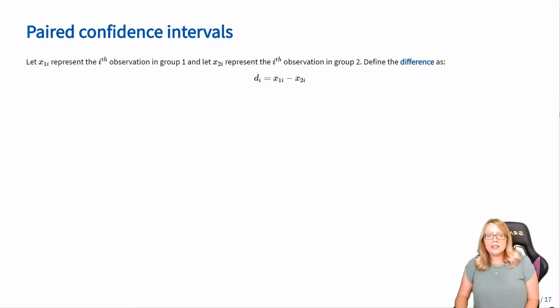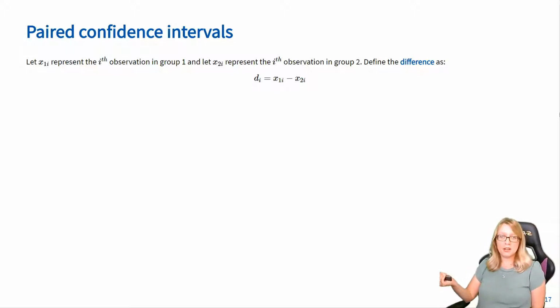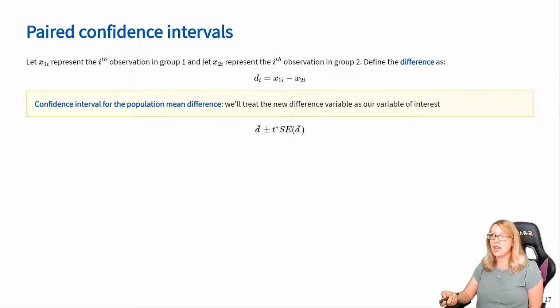Now, let's talk about some notation here. I'm going to let x sub 1i represent the ith observation in group 1, and x sub 2i represent the ith observation in group 2. So for each individual observation, I'm going to calculate a difference variable, and I'll call that d sub i. This difference is going to be the observation in group 1 for observation i minus group 2 observation i.